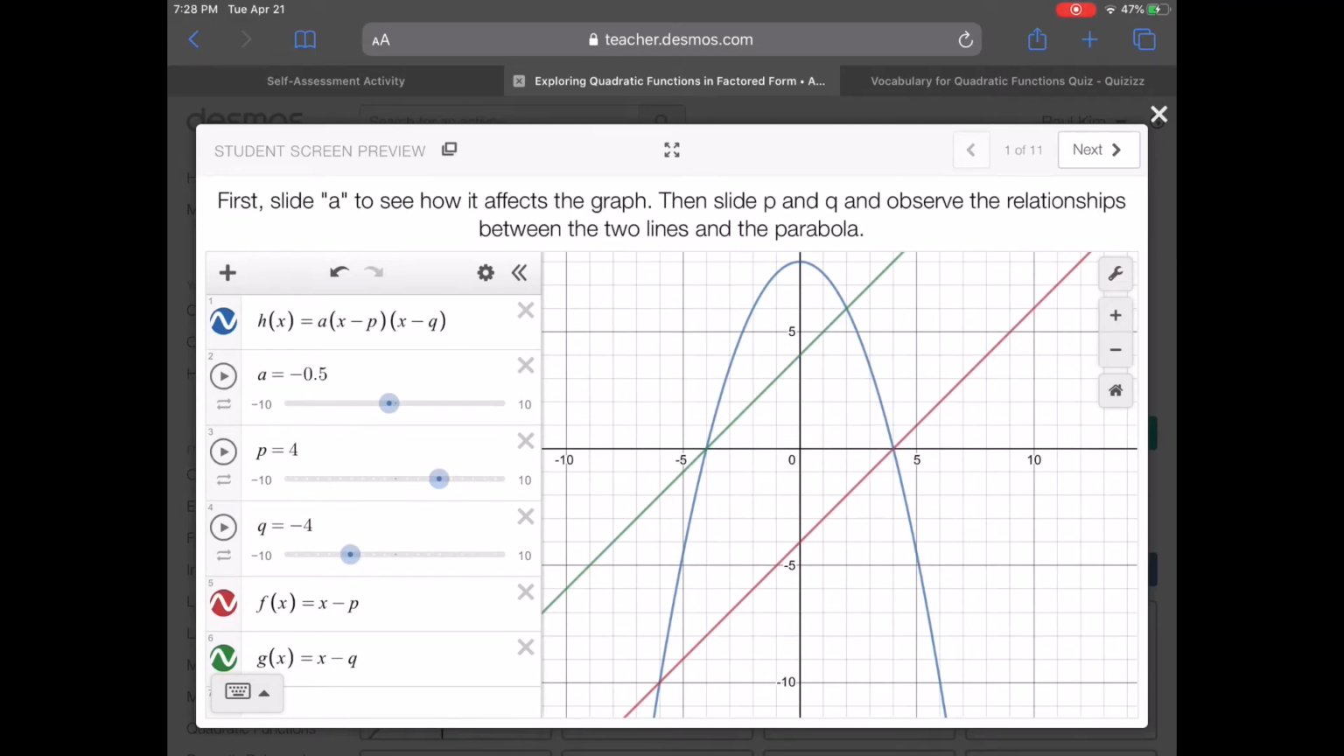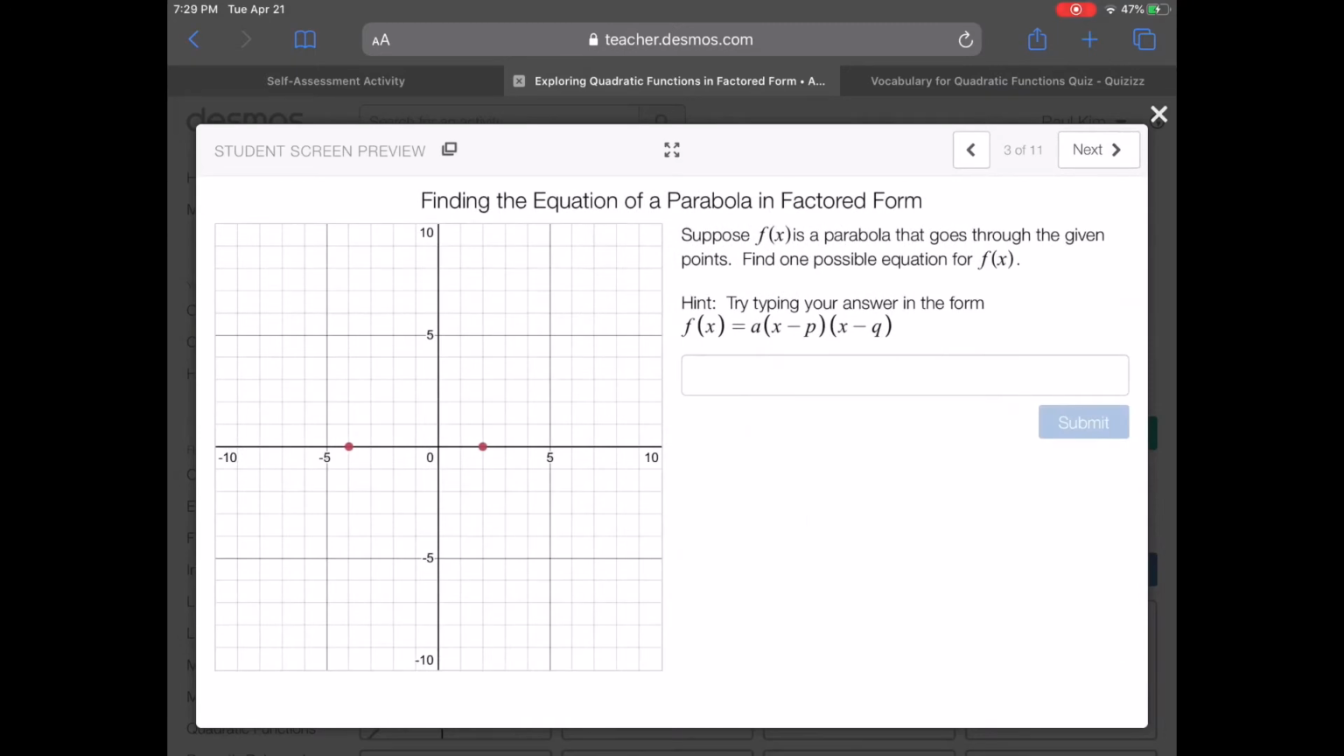And pay attention to this factor form on top, right? How h of x is a times x minus p and x minus q. Whatever p is, that is your x-intercept, and whatever q is, that's your x-intercept as well. But notice that it follows a minus sign, okay? So those are some of the things I want you to notice.